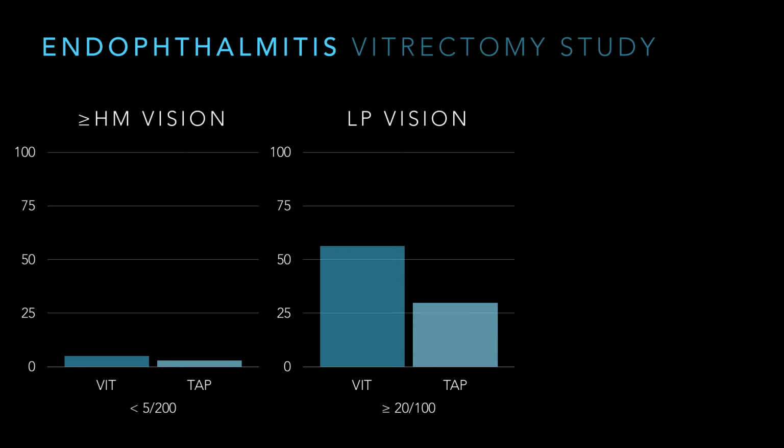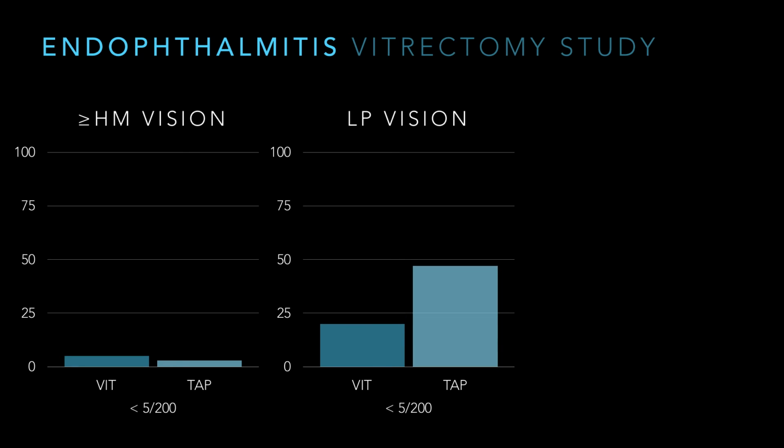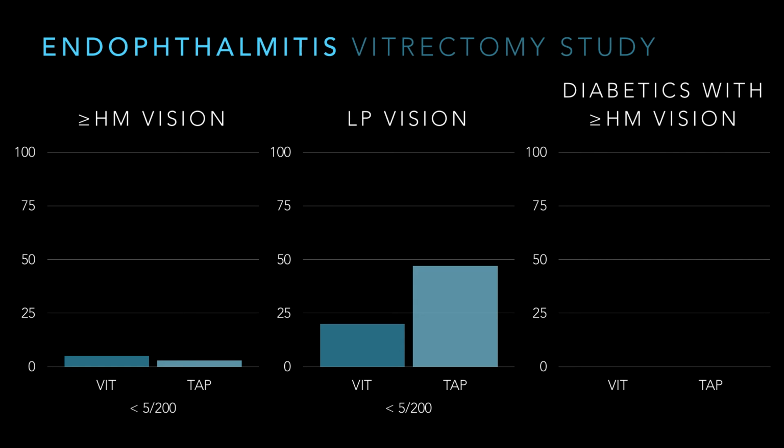Better than 2100, you've got double the chance if in the VIT group versus the TAP. And then better than 5 or worse than 5/200, TAP does worse. So if I were in the study, I'd really hope that I had gotten vitrectomy regardless of my incoming vision. You weren't worse off if you had better presenting vision, but you certainly were if you got in the TAP group with LP vision.